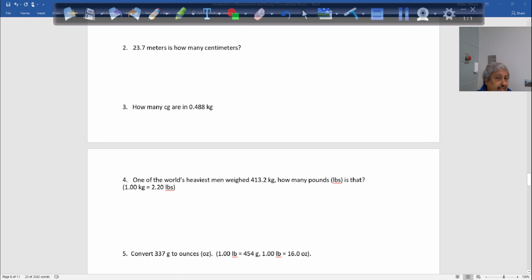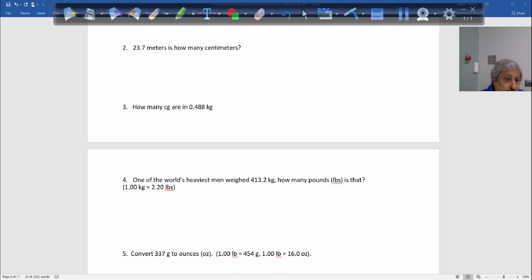Now look at this. I want to solve this one here. 23.7 meters. How many centimeters is that? Does somebody know how to do it? Okay, I trust you know how to do it. I can show you one method, an easy one I showed my students, and then you can do the other ones.